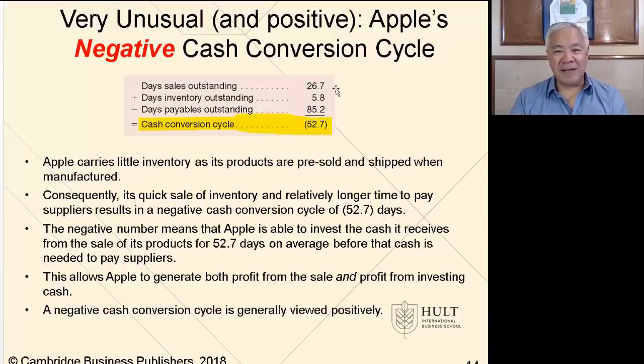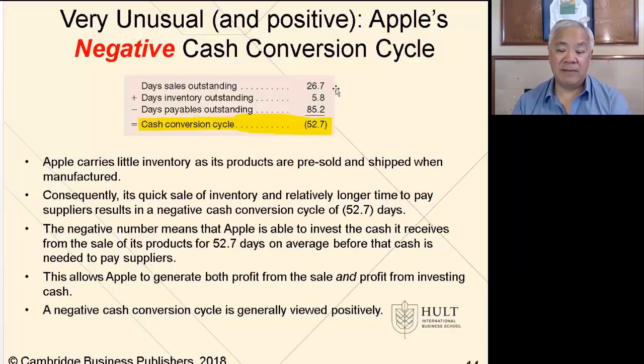Whoa, does it take 5 days to sell a computer or a watch? The answer is yes. That's because a lot of it's pre-ordered. It's sold before it's even made. So this enables them to have very, very fast inventory turnover. That's why they're so successful, right?